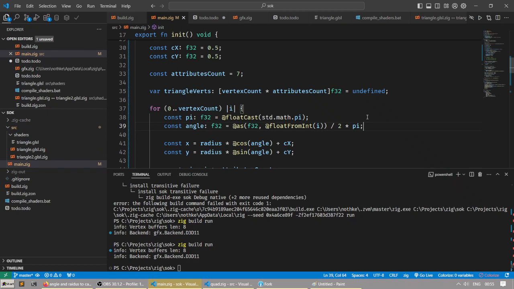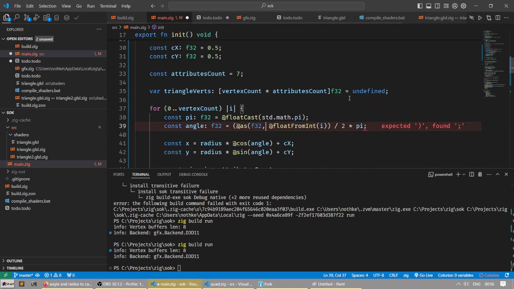Or should I divide 360 by I? No, wait, it doesn't make any sense. Yeah, if the angle is 0.1. What the hell am I doing? Okay, that didn't make any sense. I actually need to do this divided by size. Oh my god.